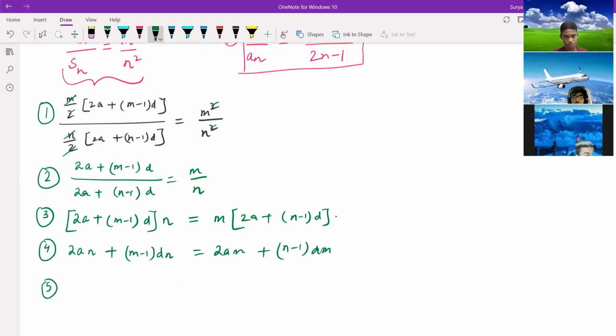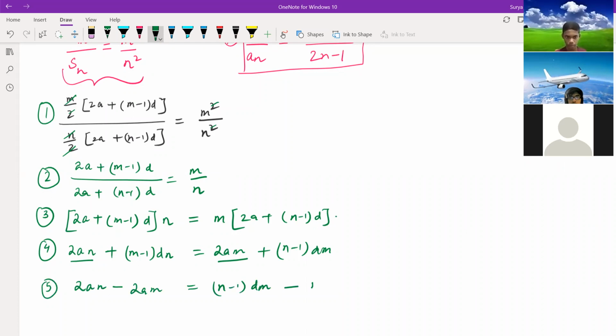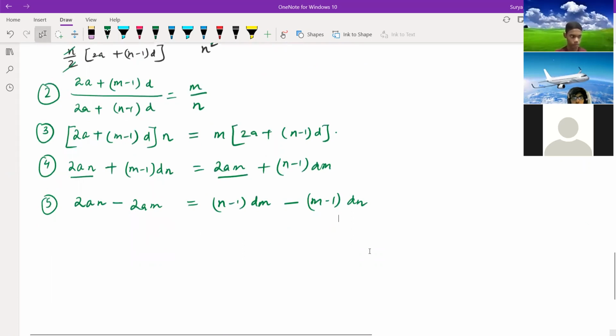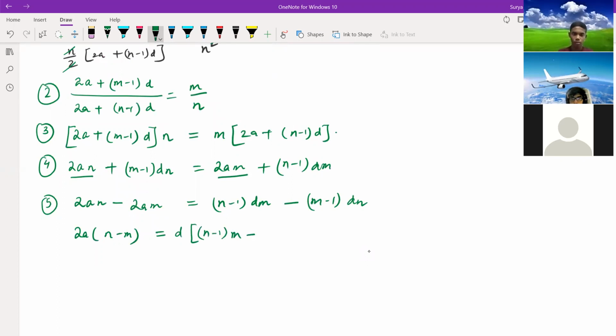Fifth step is, you can take here m and n part. This 2a is there, just send to one side only. So 2an minus 2am is equals to n minus 1 into dm minus m minus 1 into dn. Now we can write here 2a common, n minus m is equals to, d is common. We can write here n minus 1 into m minus m minus 1 into n.